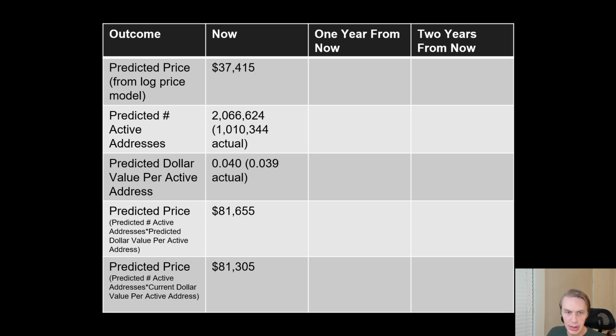What that would do to predicted price. So let's look at right now where the predicted values would be from these different models. So from that predicted log price model, the predicted value is at 37K. So we're very close to that right now.